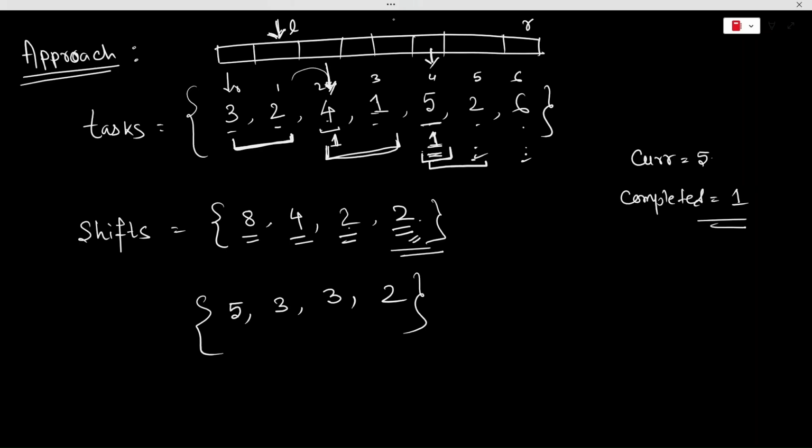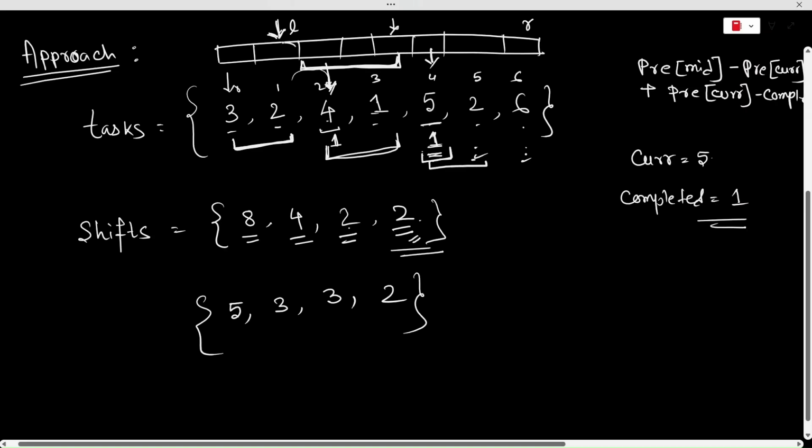Now we just take the mid. When you take the mid, the prefix sum of mid minus the prefix sum of our current will give us the sum of this portion, right? And also we have some completed work as well. So the prefix sum of current minus completed is our remaining work for this task, right?